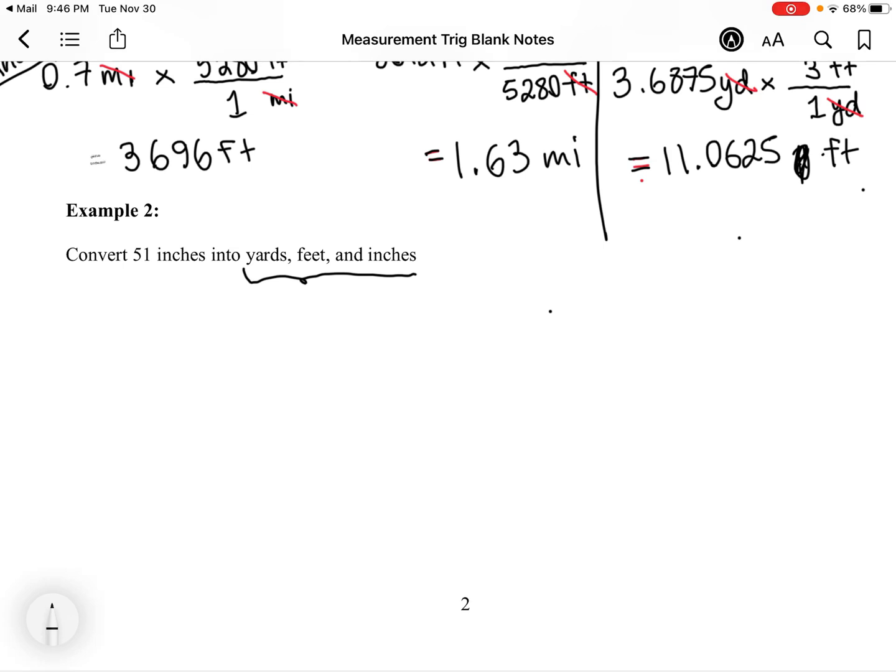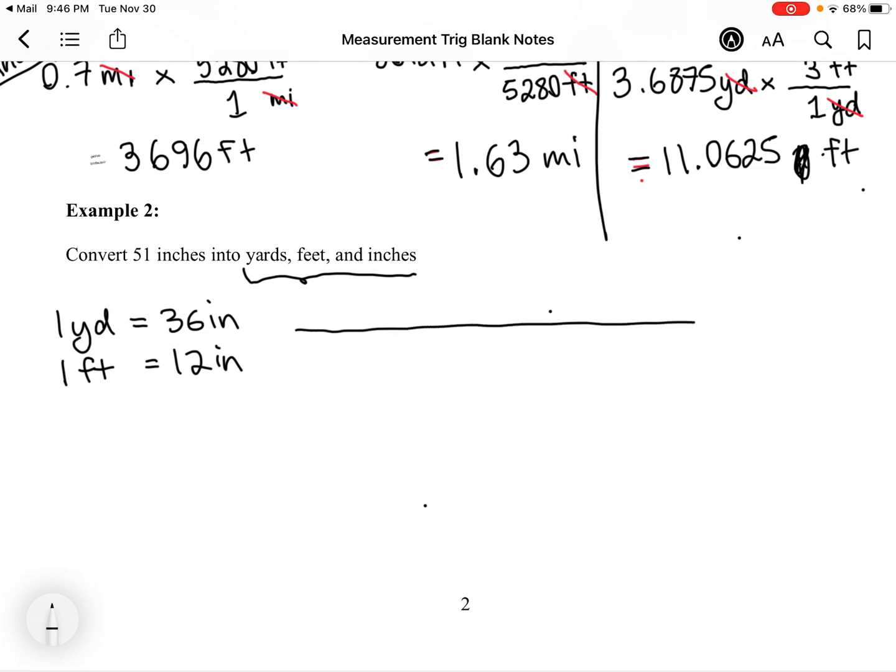Okay, so one thing that's really helpful is to just first write the conversion factor between inches and yards and inches and feet. Okay, so 1 yard is 36 inches and 1 foot is 12 inches. Okay, so what I really like to do with these questions is actually draw it out.